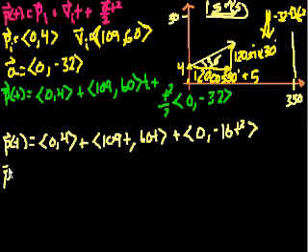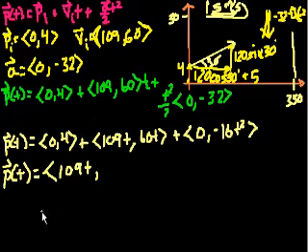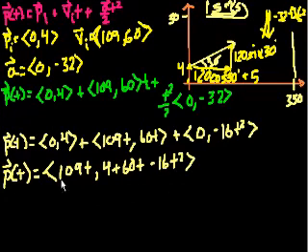So the position at any point t. Let's add all the x components of the vector: 0, 109t, 0. So we just get 109t. And then what are the y components? 4 plus 60t minus 16t squared. And there we go. We've defined the position vector as a function of any time. So let's solve the problem.